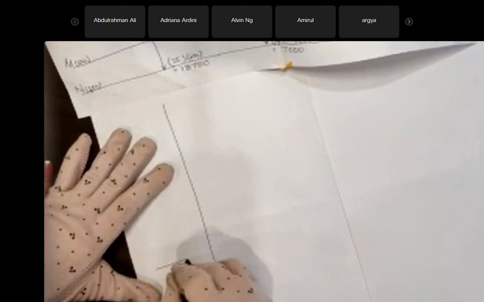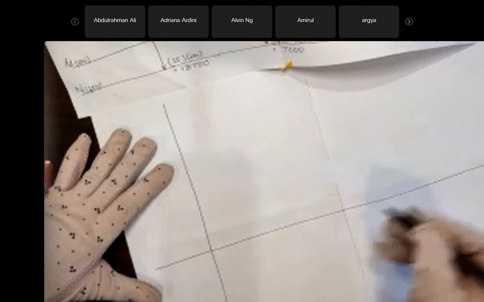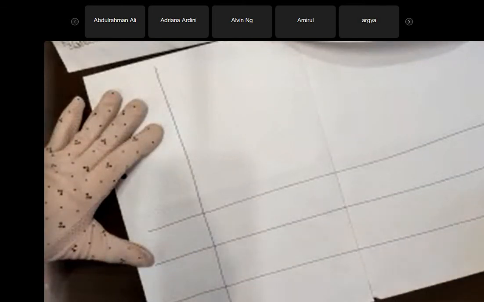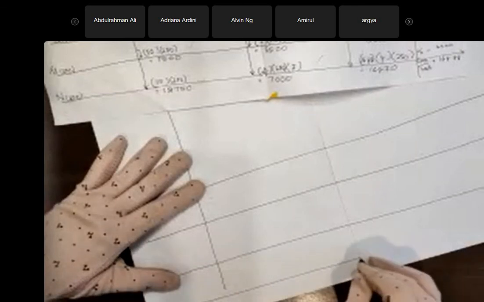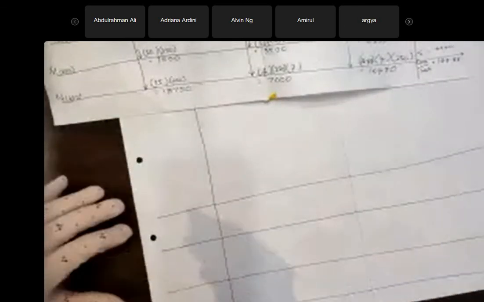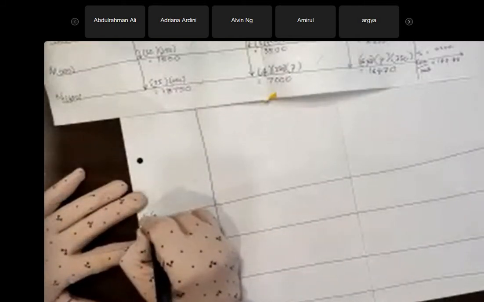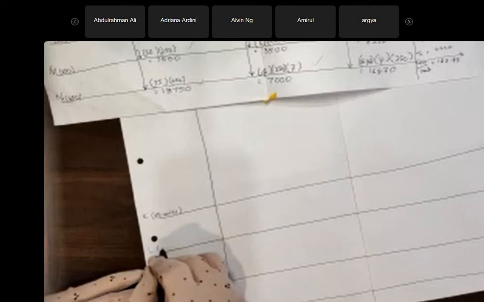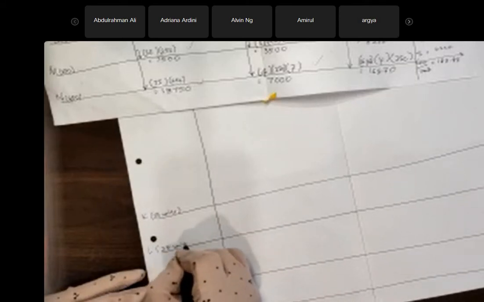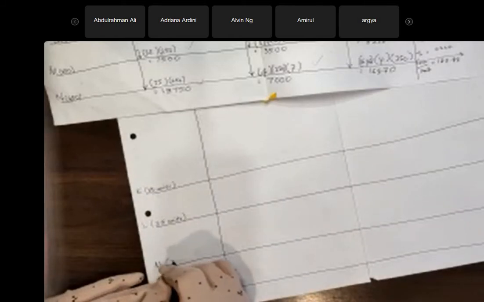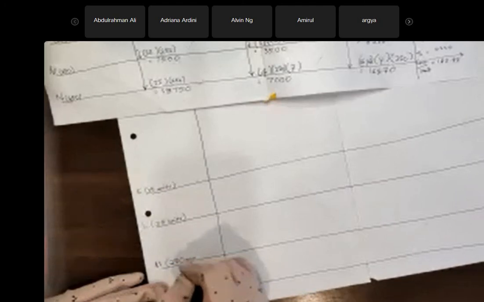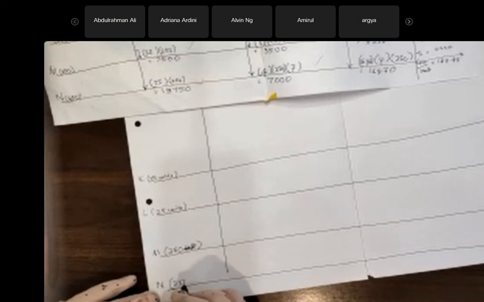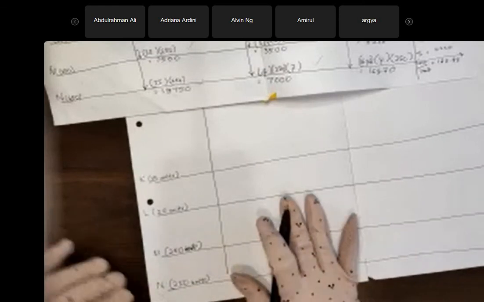Okay, we have K, L, M, N. Okay, remember K, it is 25 units. L, 25 units. And 250 units. Okay.